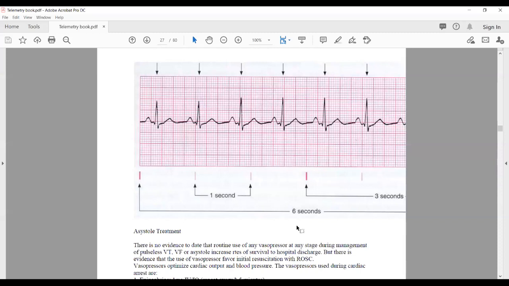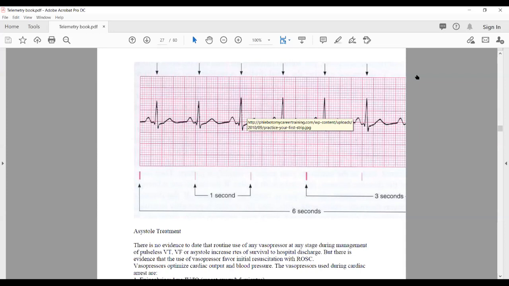Okay, so let's take a look at this. This is a 6-second strip. Each of these tiny little boxes is 0.04 seconds, right? Now watch. If you take your calculators and you take 60 seconds and divide it by 0.04, we come up with 1,500. 60 seconds is 1 minute, right? So what that's saying is there are 1,500 small boxes in 1 minute.